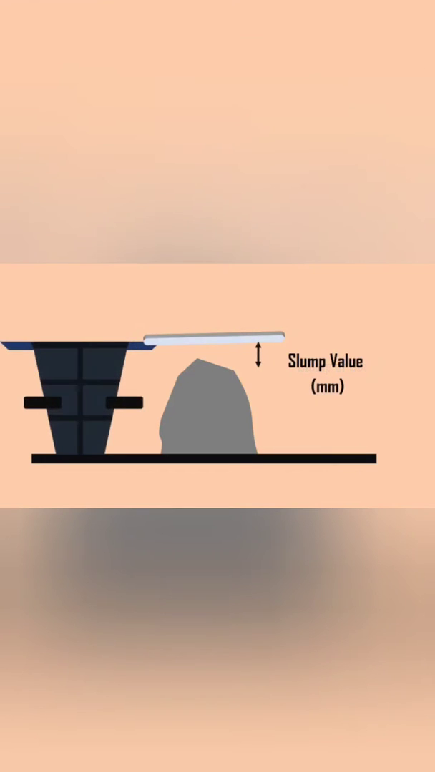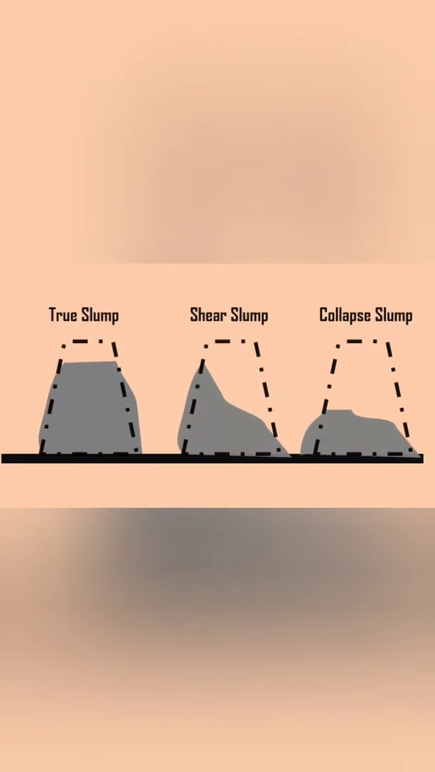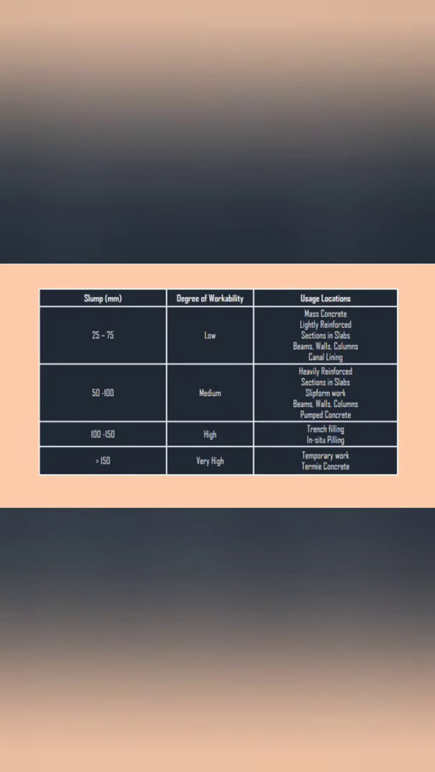This slump value is then measured by the difference between the height of the mold and that of the highest point of the specimen. This difference in height is taken as the slump of concrete. The pattern of a slump is displayed on the screen. The slump value and its acceptable usage are tabulated on the screen.